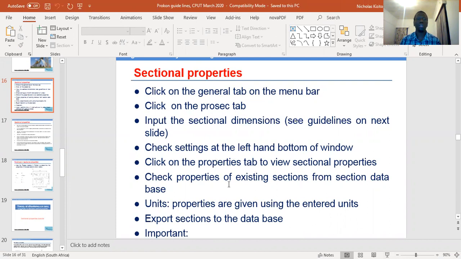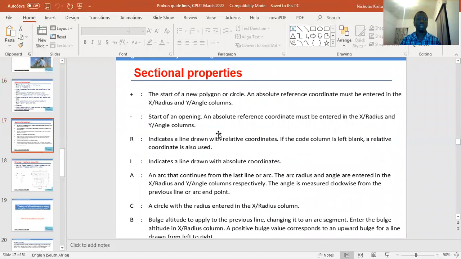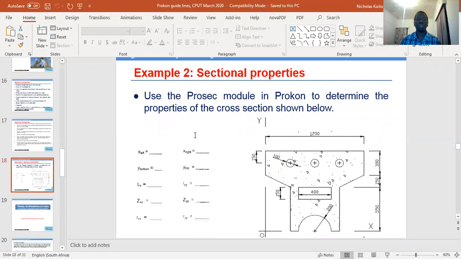I'll just go on ahead and explain what to do. These are some of the codes that we shall use, but again, like I said, I'll show you with demonstration how to use some of these codes here. And this is the example that we're going to use to learn how to determine section properties of different polygons. And if I go back to my Prokon, I'll just share that now. Share Prokon section properties.